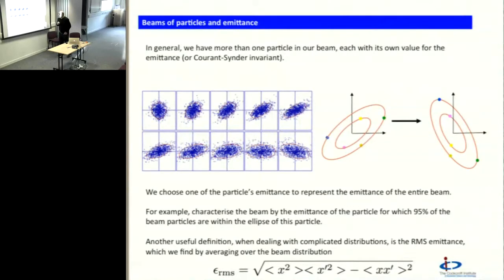So what we generally do is we choose one of the particle's emittances to represent the emittance of the entire beam. So we draw some kind of defining ellipse. This is slightly hand-wavy, but there's a better way at the bottom. This is what some people do, though. They pick some ellipse and they say this particle's emittance encompasses 39% of the beam. I'll use this emittance to describe the beam's emittance. So they have some definition of their emittance.